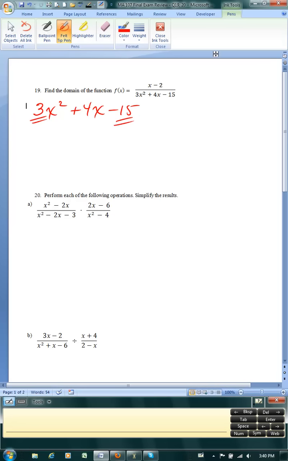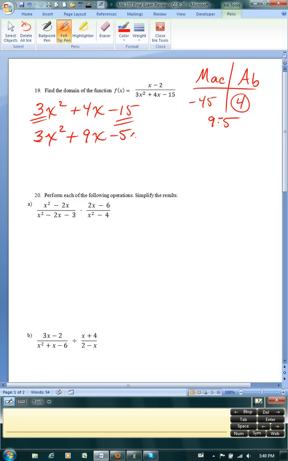I'm looking for numbers that multiply to AC and add to letter B. A times C is negative 45. Letter B is 4. So numbers that multiply to make 45 that are 4 apart are 9 and 5. And I want the 5 to be negative because the higher digit has to be positive. I'm going to insert those numbers in either order. I'm going to put the 9x first, negative 5x second, minus 15.